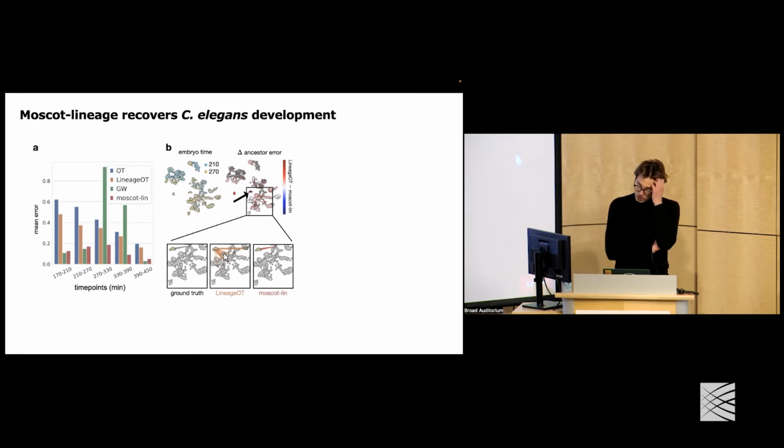And we're not 100% sure yet about why that is the case, but there are many conceptual differences between moscot-lineage and lineage OT. One is, for example, that moscot-lineage makes use of gene expression and lineage information at both time points, whereas lineage OT only makes use of lineage information at the later time point.